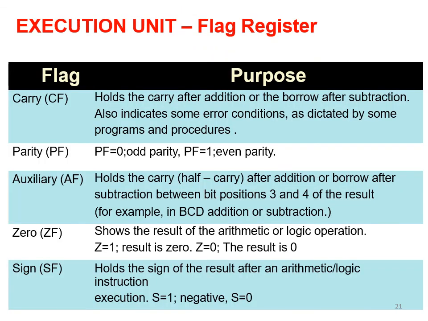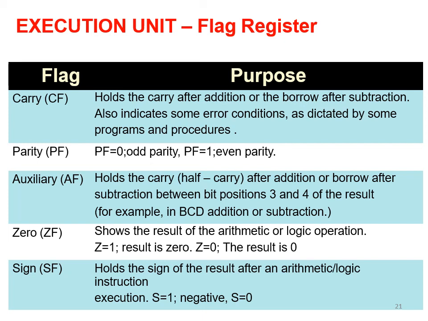Here, out of this, there is the carry flag, which we already saw. The carry flag holds a carry after the addition or a borrow after the subtraction. The parity flag counts the number of ones in your result, and if it's an even number of ones, you get the parity flag as 1, otherwise 0. The carry flag is set when you have a carry after your 7th bit, whereas the auxiliary flag is set to 1 when you get a carry between bit positions 3 and 4 of the result. It's useful in BCD addition or subtraction.